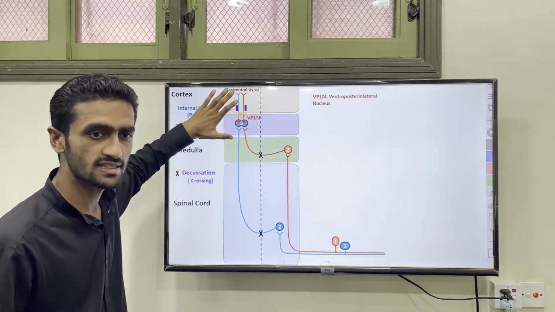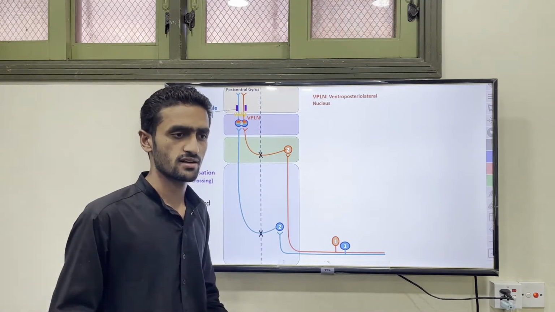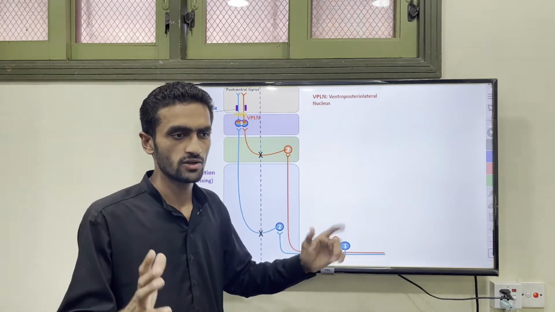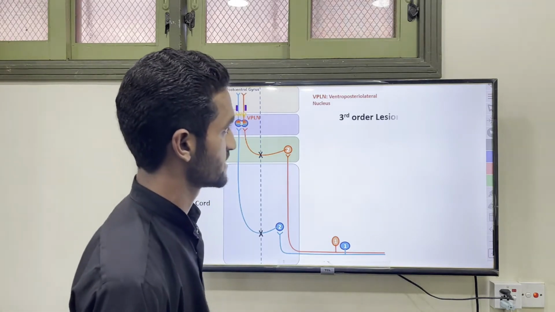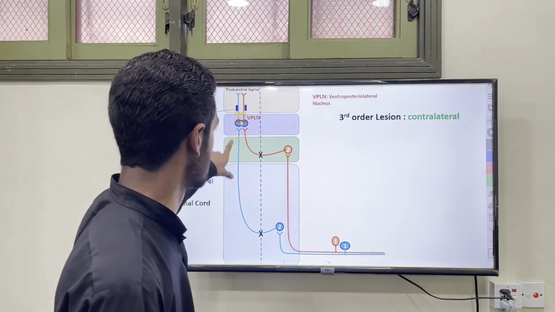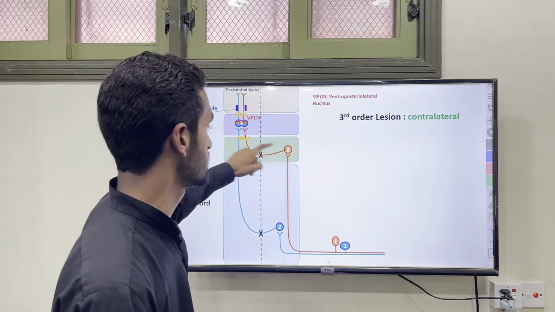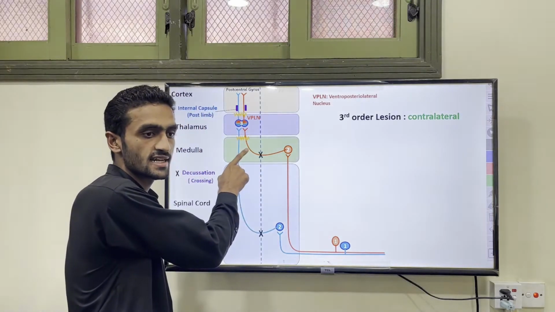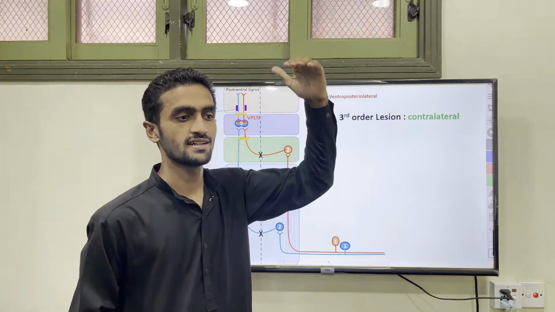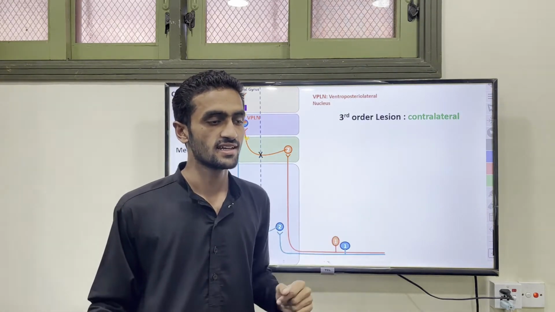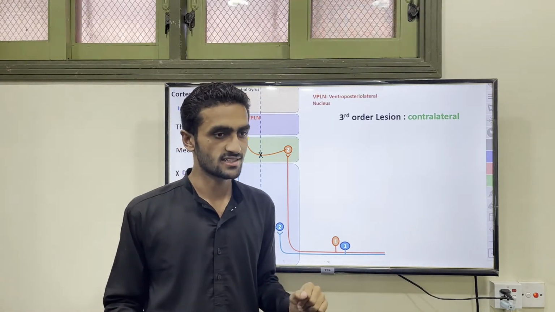If there is injury at the upper level, for example in the thalamus, the cortex, or the internal capsule, any level of the third neuron, the loss will be on the contralateral side. Easier? Yes. Let's see. There is another decussation, for example here. The loss will be on the contralateral side, although it's associated with the second neuron. It depends upon the level. If it is above the decussation level, losses will be on the contralateral side. If it is below the decussation, the losses will be on the ipsilateral side mainly.